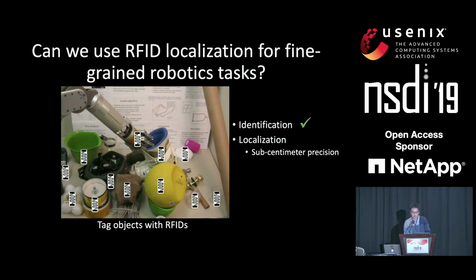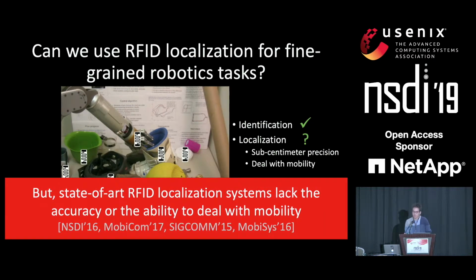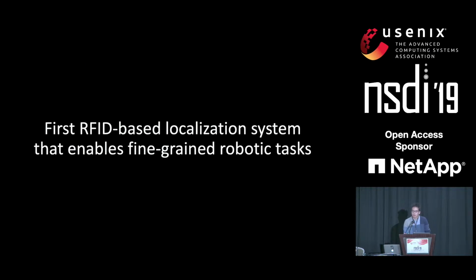So about localization. Specifically, we're looking for two things. First, we want sub-centimeter scale precision. Imagine you want to do robot grasping, you want the gripper to approach the object with a very fine granularity, so you need that level of accuracy. And second, you want to be able to deal with motion. Think about two robot arms that cooperatively want to hand over certain objects, and the object is in motion. You want to be able to track it even though it's in motion. So do we have the ability to do localization right now? Unfortunately, state-of-the-art RFID localization systems either lack the accuracy or don't have the ability to deal with motion. So in this talk, I'll be presenting the first RFID-based localization system that enables fine-grained robotic tasks.